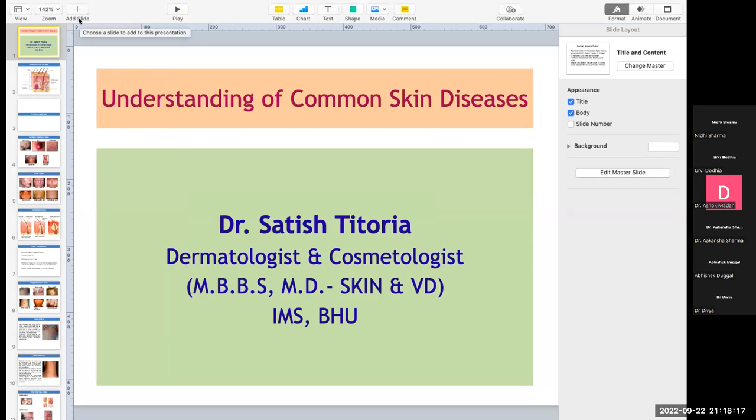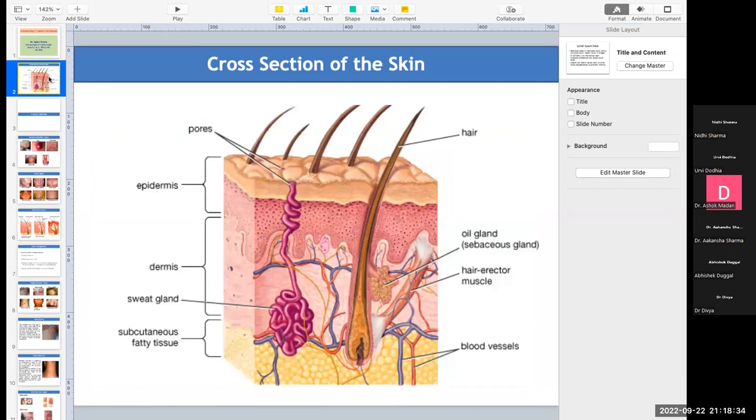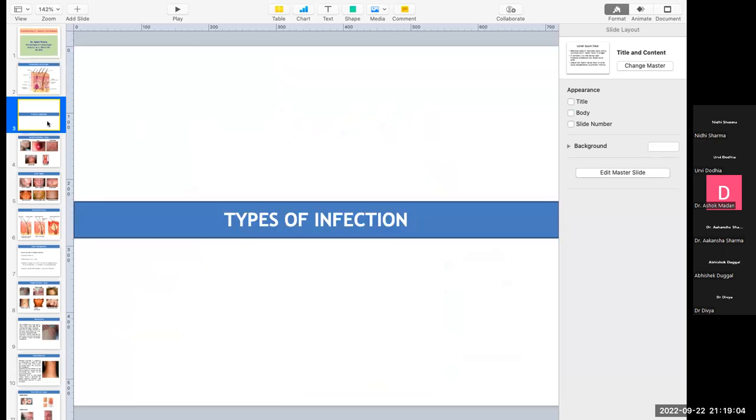Today our topic is understanding of common skin diseases. Thanks for the introduction. Before starting, let me give you a brief idea of our skin anatomy. As you all are aware, skin is divided into three parts: the epidermis, the dermis, and the subcutaneous tissues. And there are various structures like hairs, sweat glands and oil glands. So this is basic. Now we come to the types of infection.